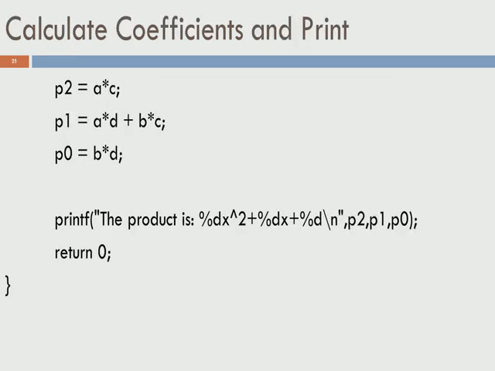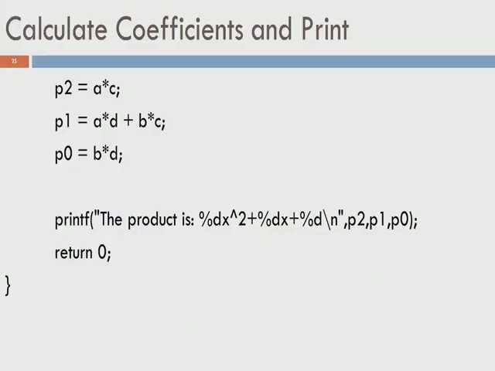Step 3, calculate the coefficients and print. Here there are 3 lines, p2, p1 and p0. p2 is a times c, p1 is a into d plus b into c, and p0 is b into d. This is the very first time you are seeing an assignment. The way to look at assignments is, look at the equality sign in the first line here. You see a star c, so star is the operator for multiplication. So you are multiplying a with c, and that is assigned to p2.